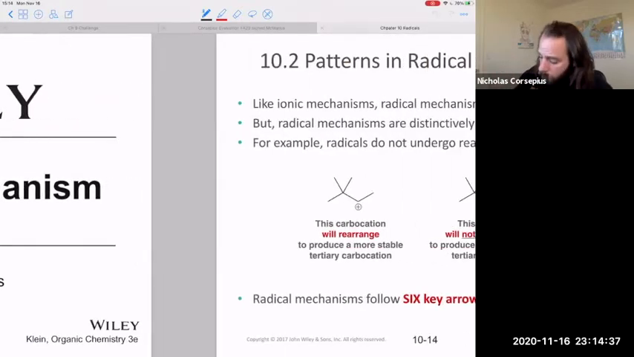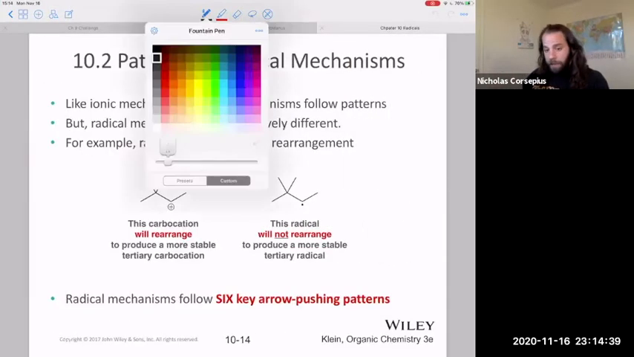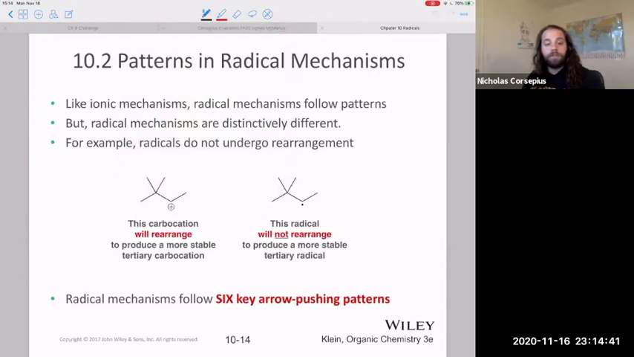One note, another kind of nice thing about radicals compared to carbocations is you don't have to worry about any rearrangements, right? So no methyl shifts or hydride shifts will occur with radicals. So in this example here, we would have had to worry about the fact that there would have been a methyl shift to form the more stable carbocation. We're not going to see any such thing with radicals. They're stuck, kind of.